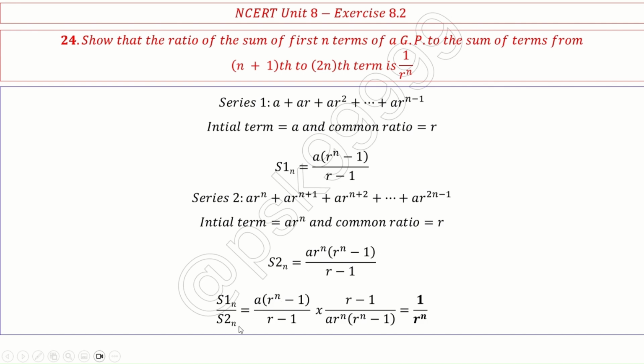So S1 by S2, if I take it, this is S1, sum of S1n, sum of S2n. I'll get 1 by r to the power of n. That's what remains. So this is what we want to prove. Okay, next.